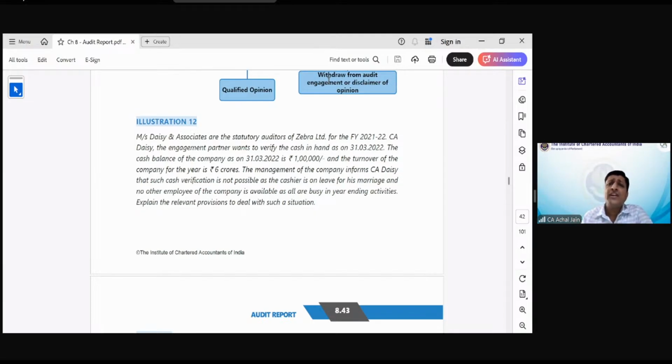Tell me, will it be appropriate to say that the entire set of financial statements is a problem? Shreya says no. Now Prem has a question. Sir, in this situation, how can the auditor decide that cash is materially misstated?